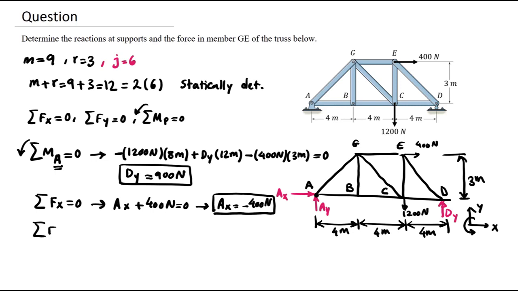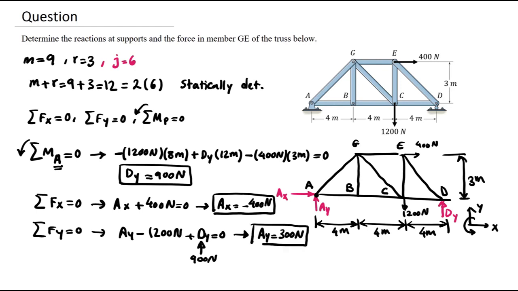Sum of forces along y-axis is equal to 0. So AY minus 1200 Newton plus DY is equal to 0. I already solved for DY. DY is 900 Newton. So there is one equation, one unknown. I can solve for AY. It will be equal to 300 Newton. I'm done. I solved for all the reactions at the supports.